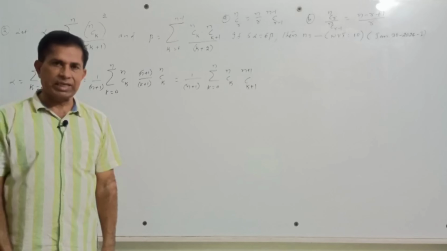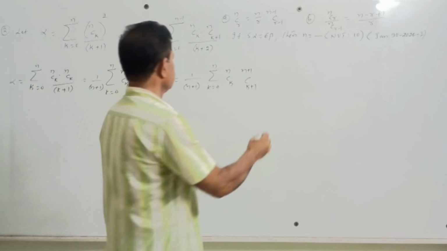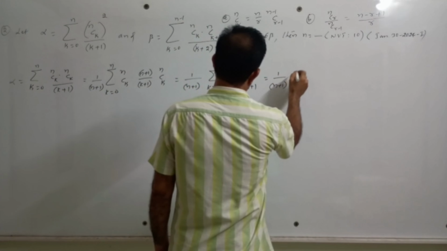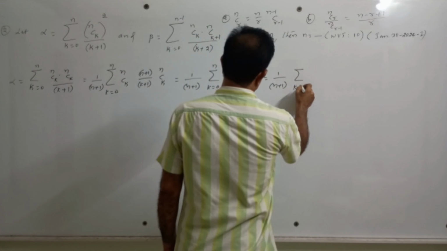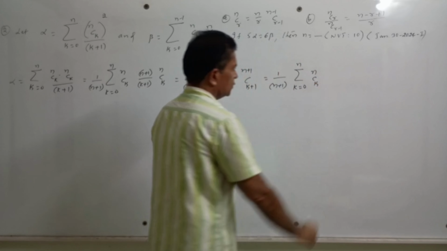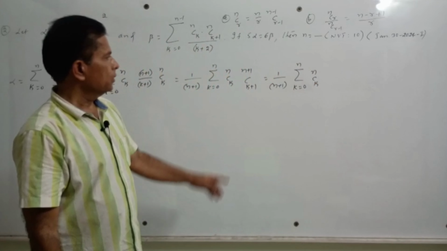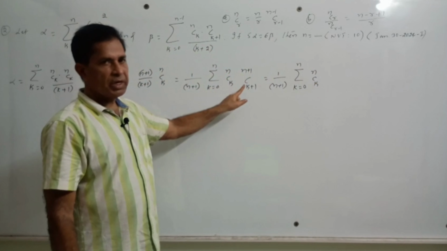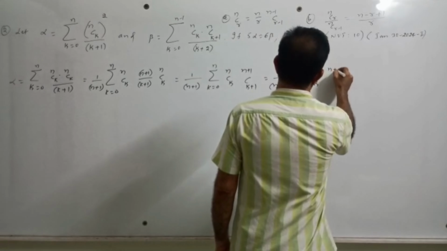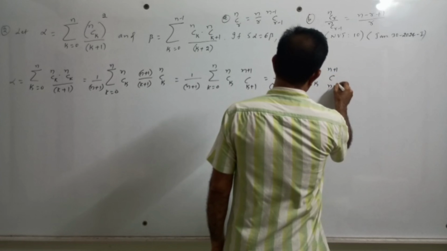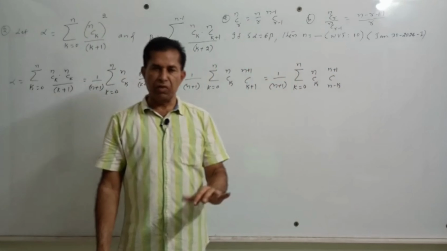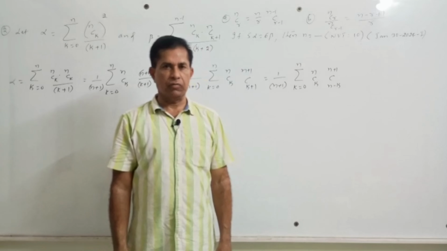To convert that series into standard form, let us write 1 by n plus 1 the same, sigma k equals 0 to n, nCk is also written the same. nCr can be written as nC(n minus r), that is (n plus 1)C(n minus k). Now the given series is converted into standard form.